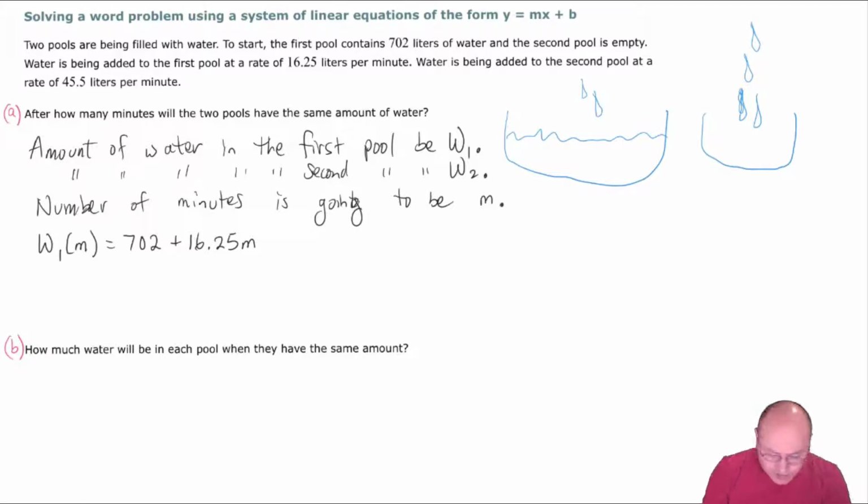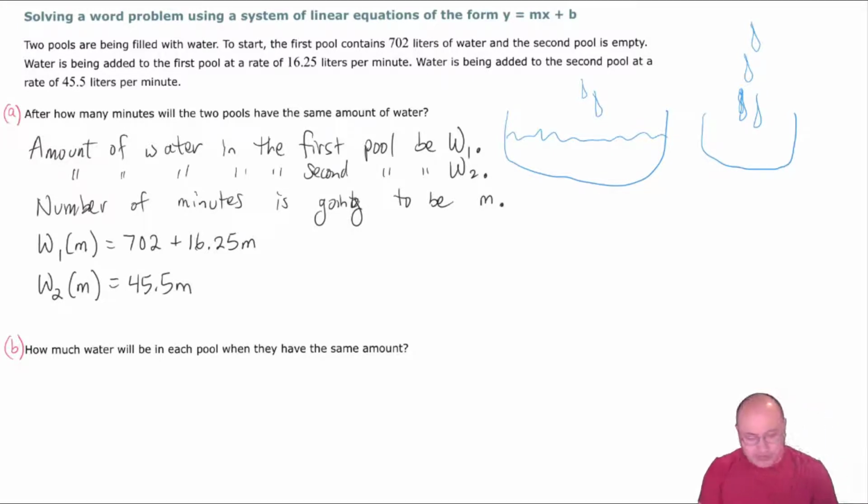In a similar manner, we can get the amount of water in the second pool. W sub 2 of m is equal to, remember this pool started off with an empty amount, and now the water is increasing at 45.5 liters per minute. We need to answer this question. After how many minutes will the two pools have the same amount of water?